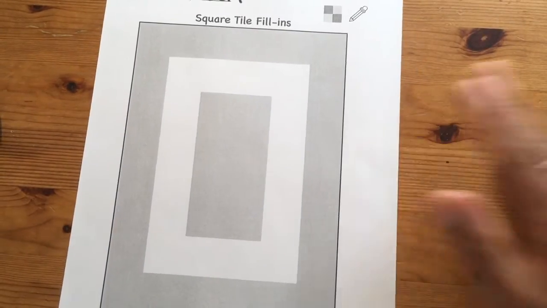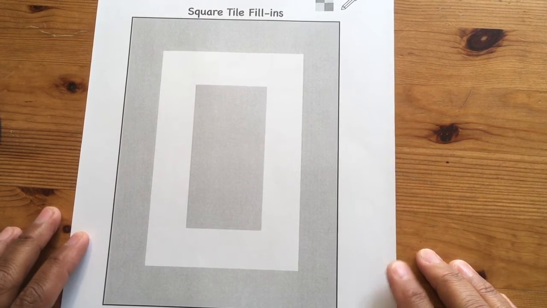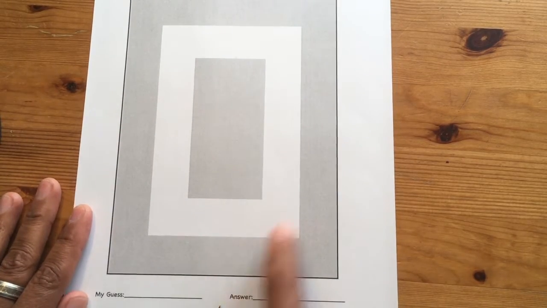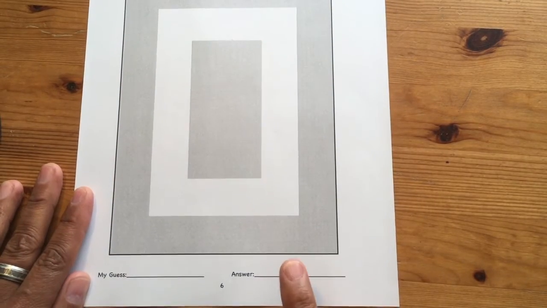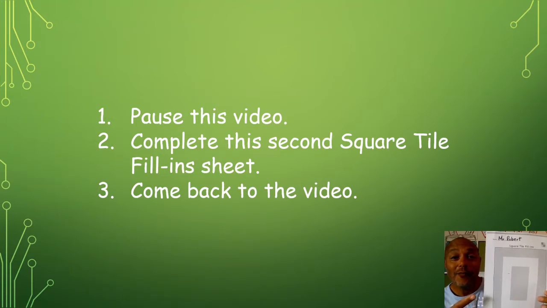Now we have one last image to look at with the shaded gray space. I want you to pause the video, take a guess, fill in with square tiles, and then write the actual answer. Pause the video, complete this second square tile fill-in sheet, and then come back to the video.